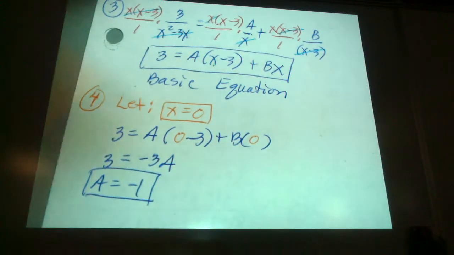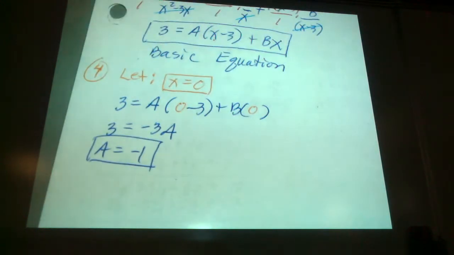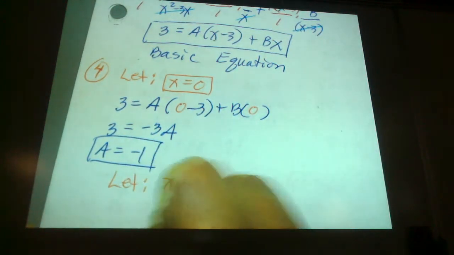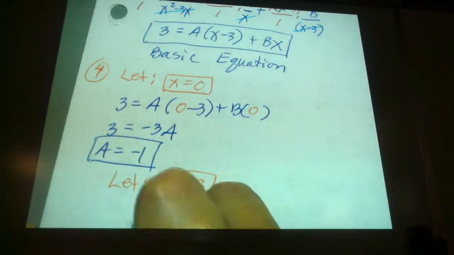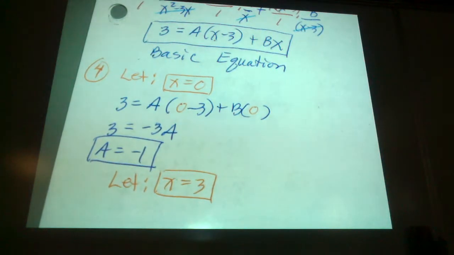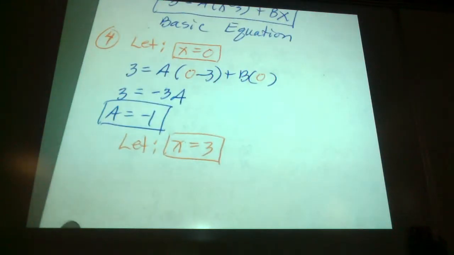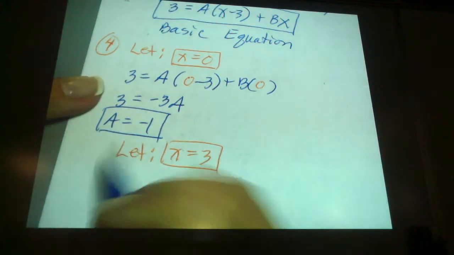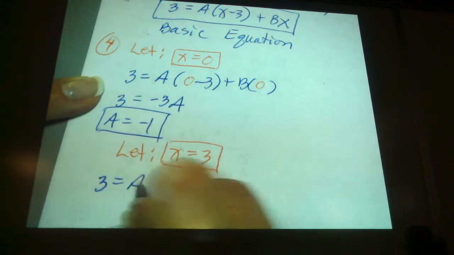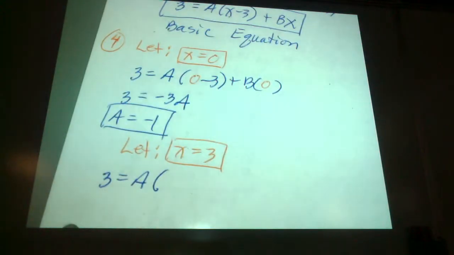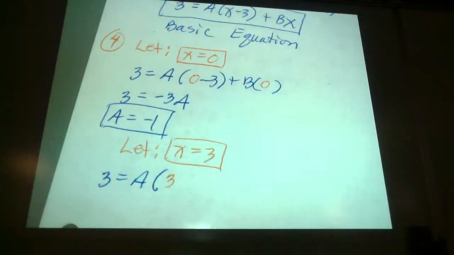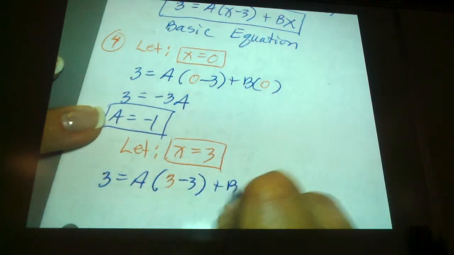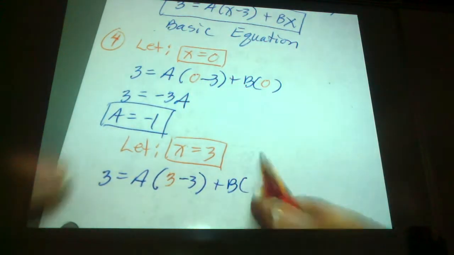Then we're going to do it again, but this time we're going to let x equal 3, our other 0. Try not to lose my basic equation. So 3 equals A times, instead of x, I'm putting in a 3, minus 3, plus B, and instead of x, we're putting in a 3.